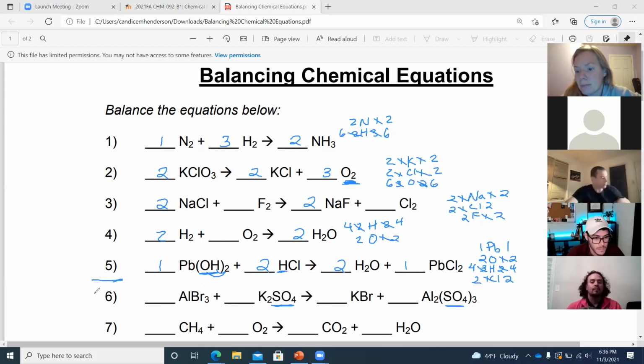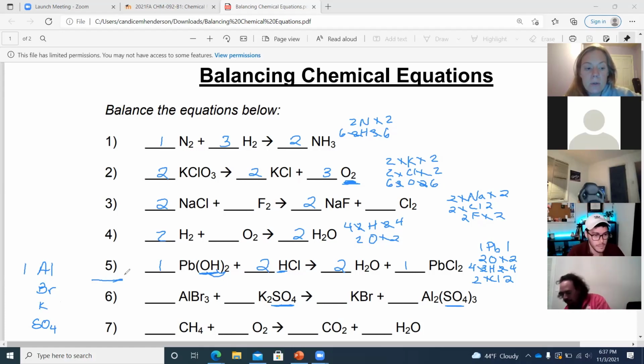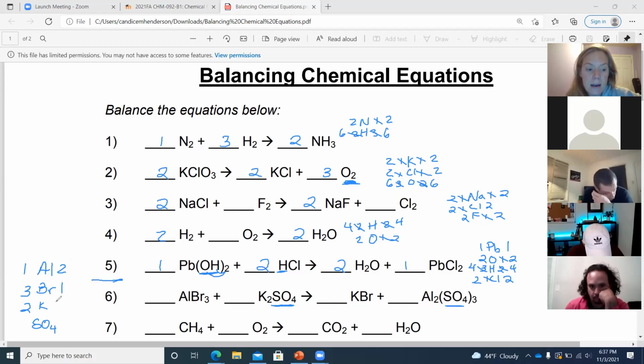But if your polyatomic ion stays intact, take inventory of the polyatomic ion as a whole. Don't break it up. So when I take inventory for number 6, I have aluminum, bromine, potassium, and then SO4. To start with, I have 1 aluminum. To end with, I have 2 aluminums. To start with, I have 3 bromines. To end with, I have 1 bromine. To start with, I have 2 potassiums. To end with, I have 1 potassium.